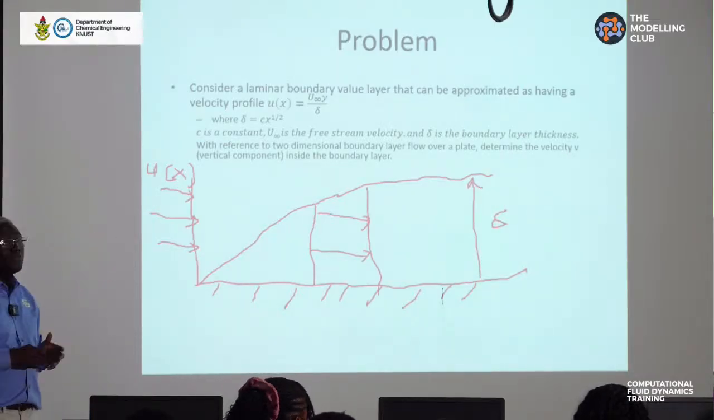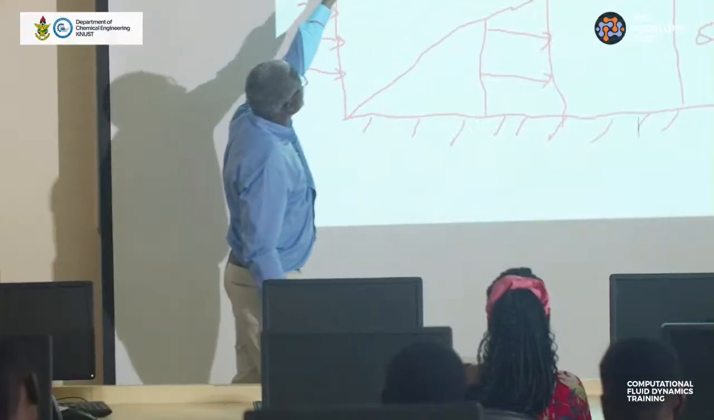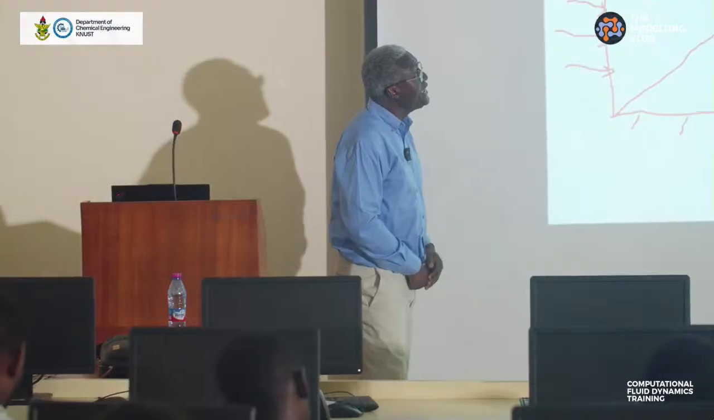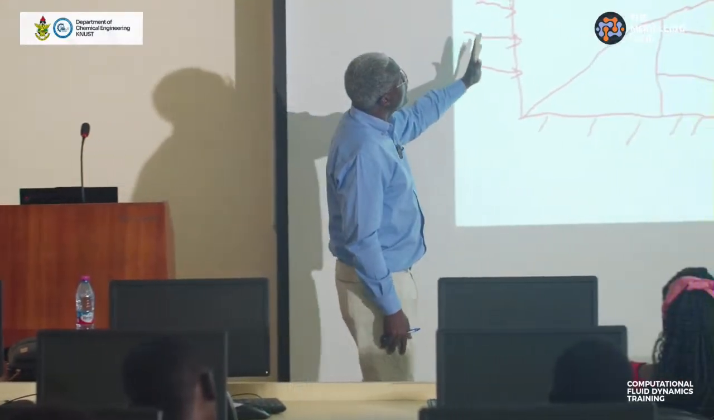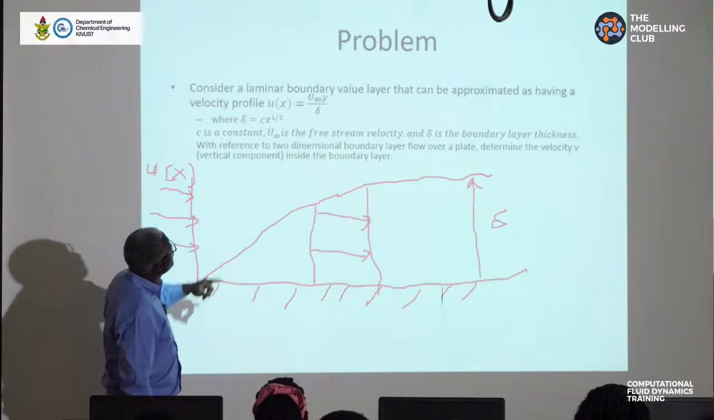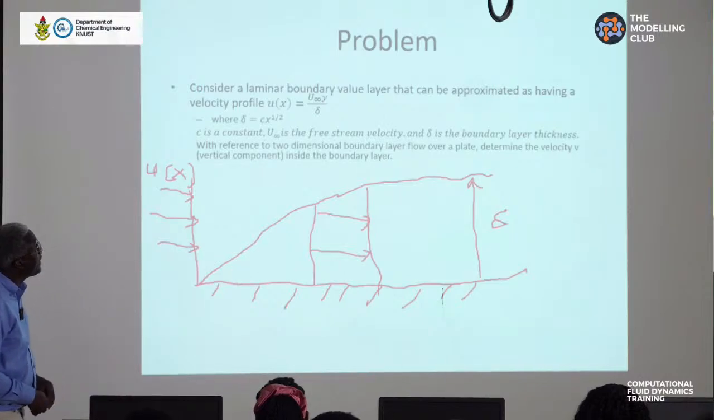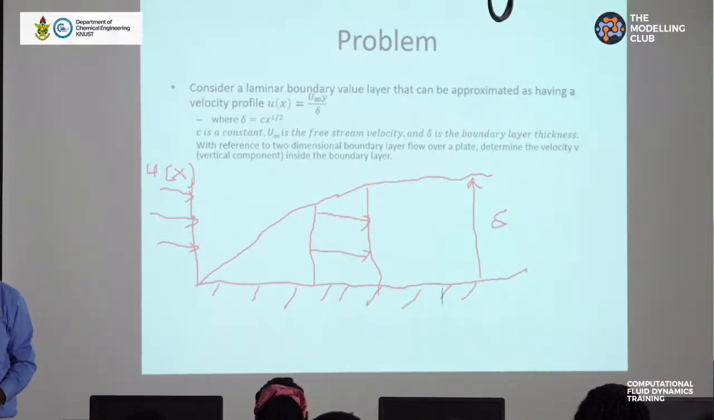We can use conservation of mass. Knowing that you have a laminar boundary layer, and you have the following. If you look at the velocity profile in the x direction, is it time dependent? There's no t term, right? So there's no time dependence.